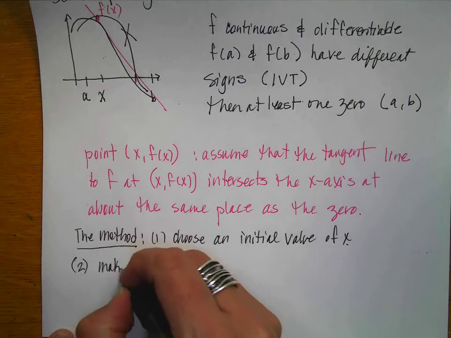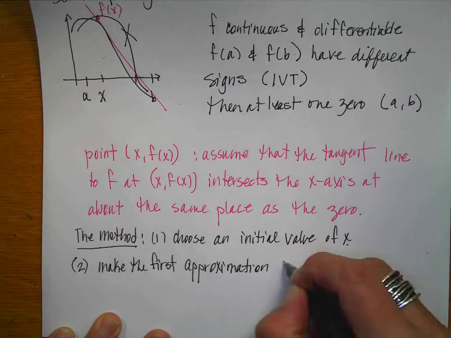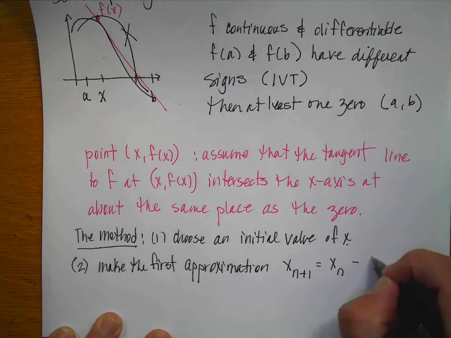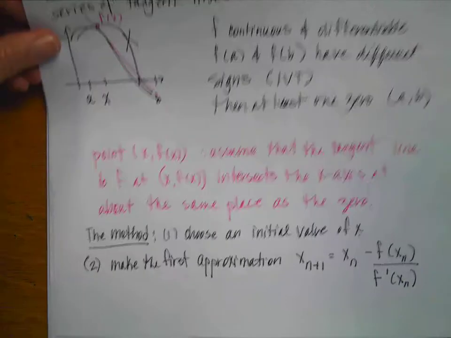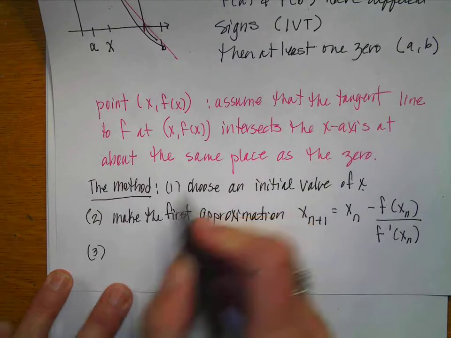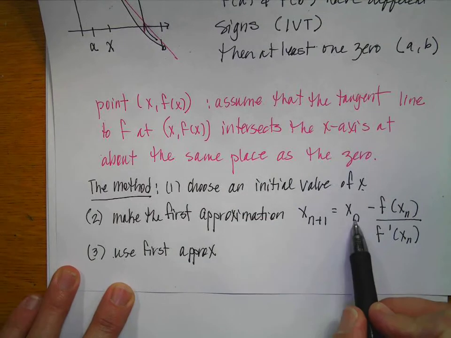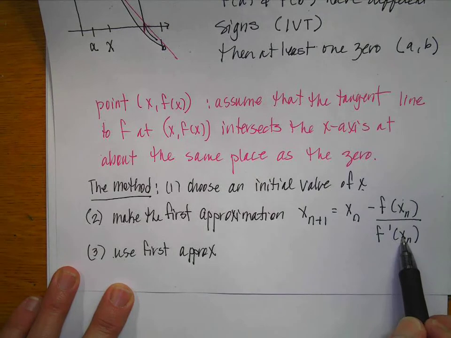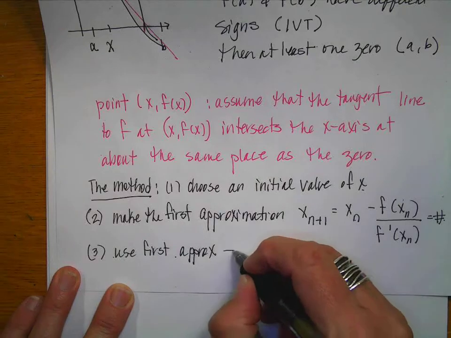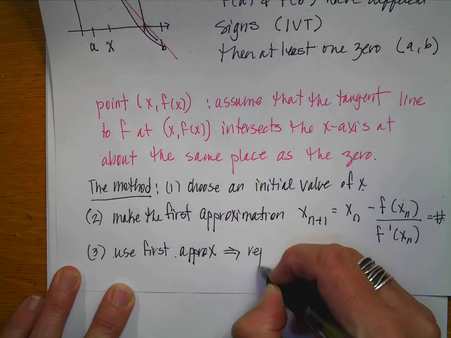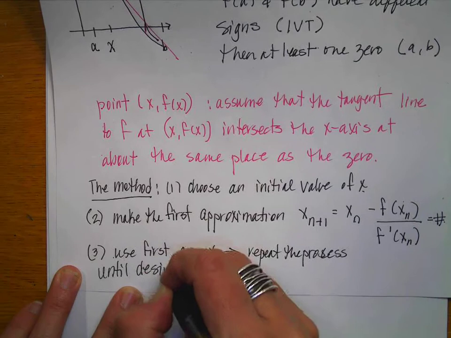Okay, so I'm going to choose an initial value of x that's near the actual zero. The next thing that we're going to do is make the first approximation. And that's going to be this lovely formula, x sub n plus 1 is equal to x sub n minus f of x sub n divided by f prime of x sub n. And we'll talk about a way to manage this data well in just a moment. And then we're going to use the first approximation. I'm going to take the solution from doing this, evaluate the function and do the math, and then I'm going to get a number. Then I'm going to use this number and do it again, doing a series of approximations. So I'm going to repeat the process until a desired level of accuracy is reached.